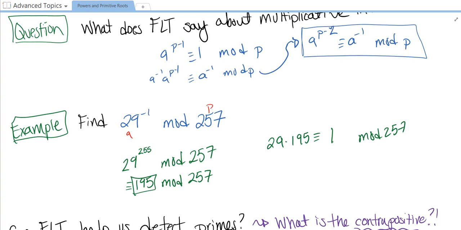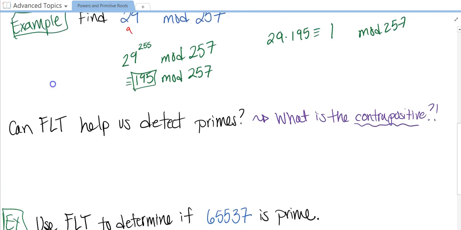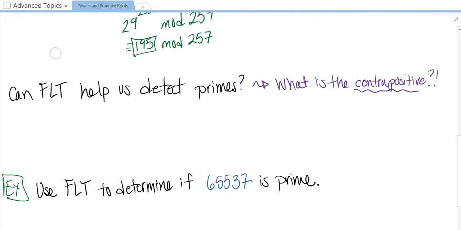The last application, and perhaps the most useful for us in number theory and cryptology, is thinking about whether Fermat's little theorem can help us detect primes. What I want you to do here is to think about the contrapositive of this statement, because truth values are the same. See if you can write down what the contrapositive would be, and then resume the video.